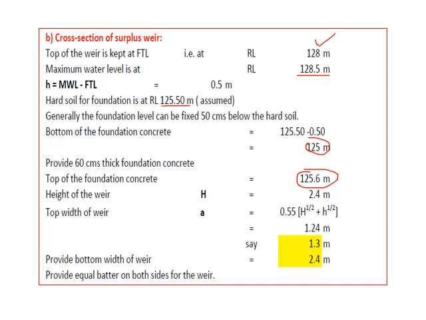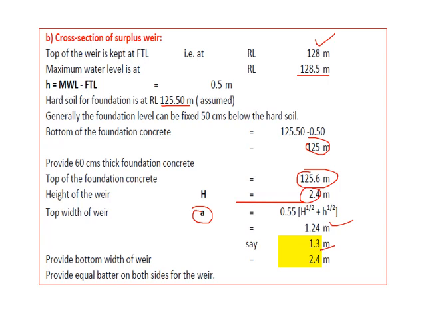So now you can decide the height of the weir. The top of the weir is at FTL, which is 128. So 128 minus 125.6 gives the height of the weir as 2.4. So now you can use some thumb rule to decide the top width of the weir. It is given by 0.55 into the root of the height of the weir plus the root of the head over the weir, which comes to about 1.24 meters, which is say 1.3 meters.